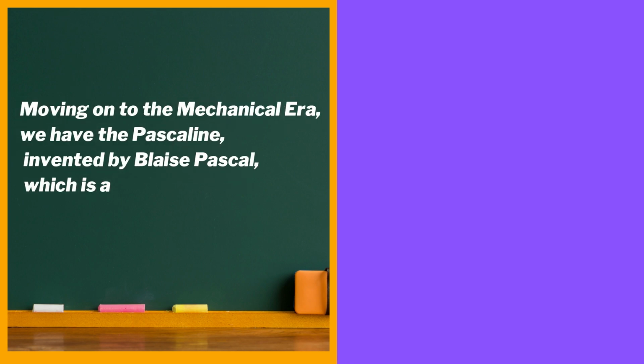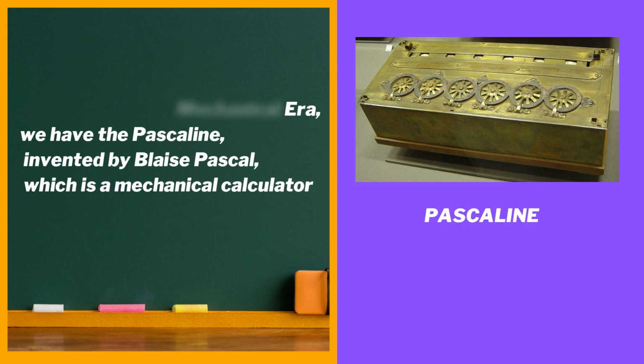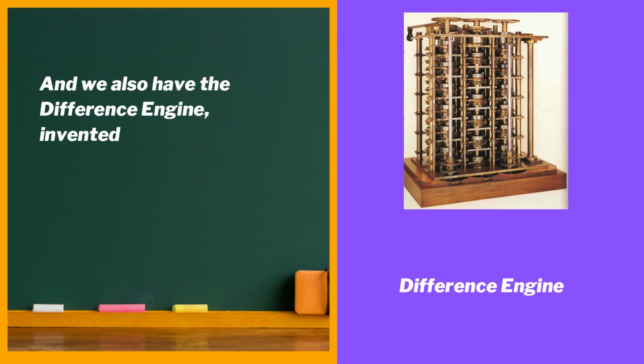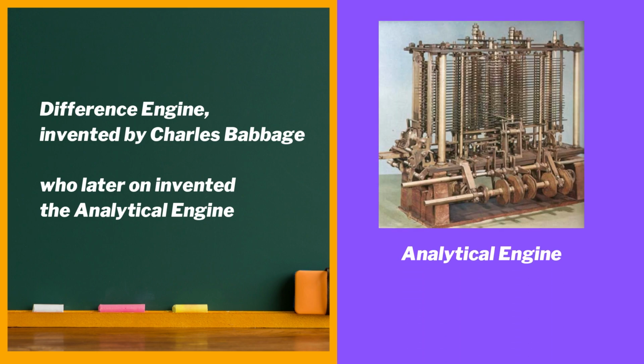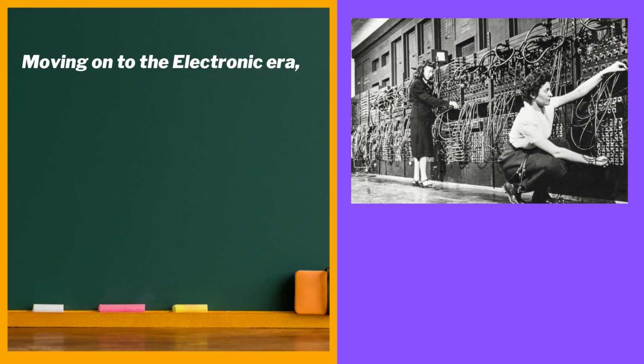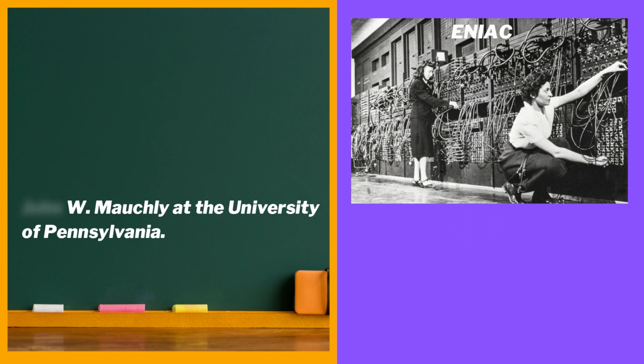Moving on to the mechanical era, we have the Pascaline, invented by Blaise Pascal, which is a mechanical calculator. And we also have the Difference Engine, invented by Charles Babbage, who later on invented the Analytical Engine. Moving on to the electronic era, we have the ENIAC, the Electronic Numerical Integrator and Calculator, developed by J. Presper Eckert and John W. Mauchly at the University of Pennsylvania.